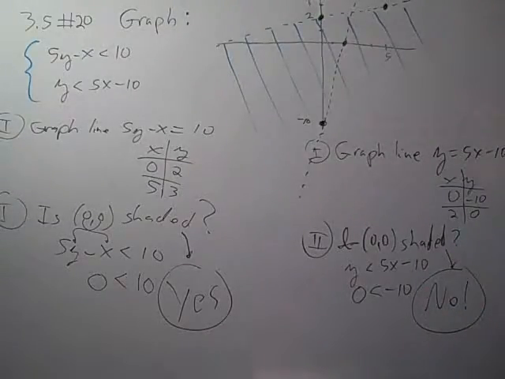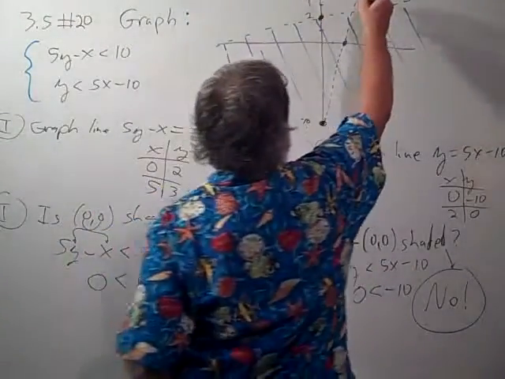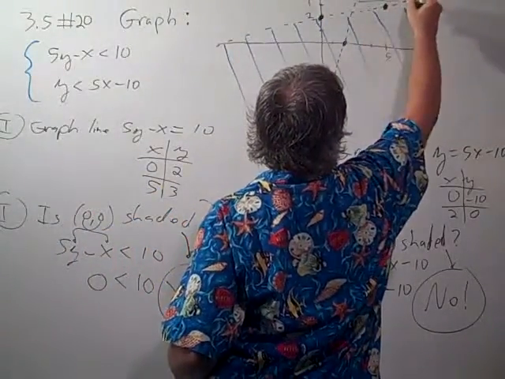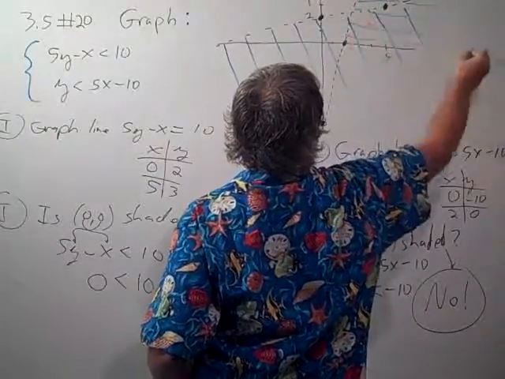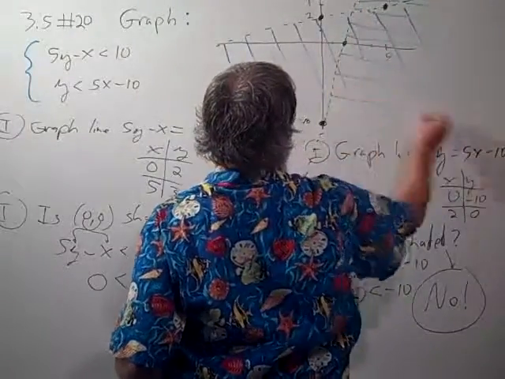The origin is not on the shady side of this line, so it's the opposite side. So to the right of this last line is the shady region. The solution to the second linear inequality is everything over here.